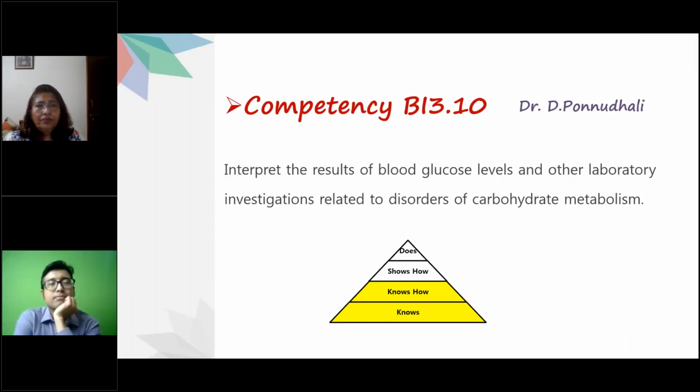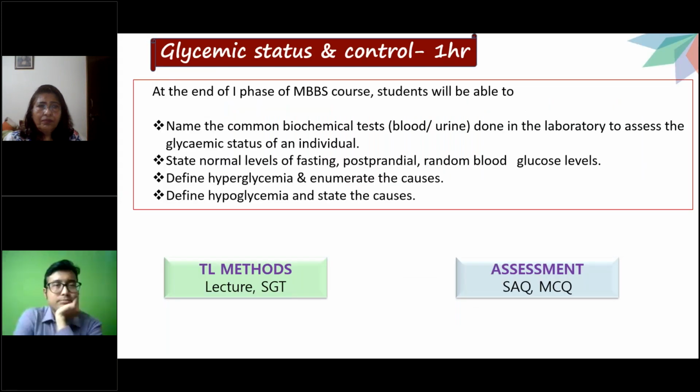Next will be competency number 3.10. This will be interpretation of the results of blood glucose levels and other laboratory investigations related to disorders of carbohydrate metabolism. The expected learning levels will be knows and knows how.